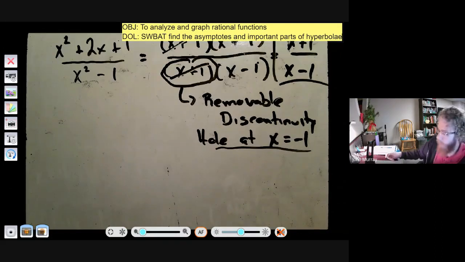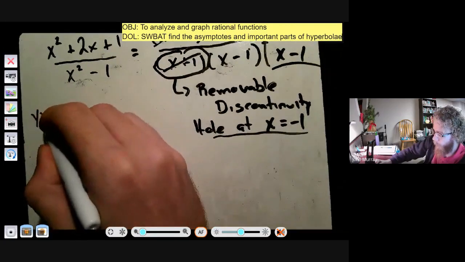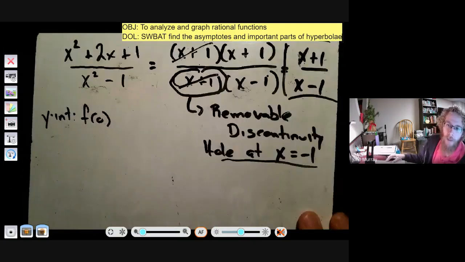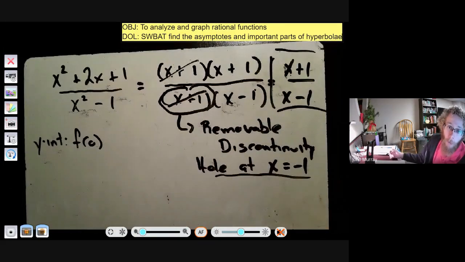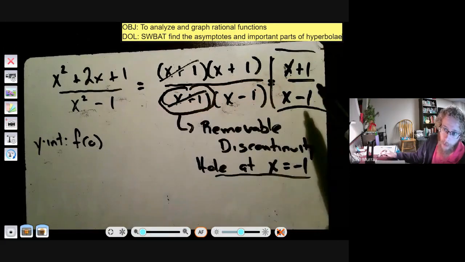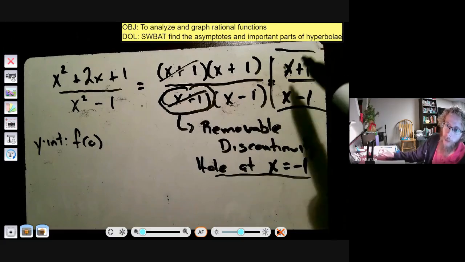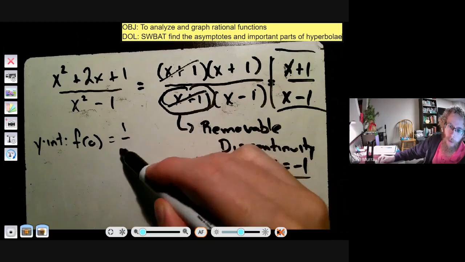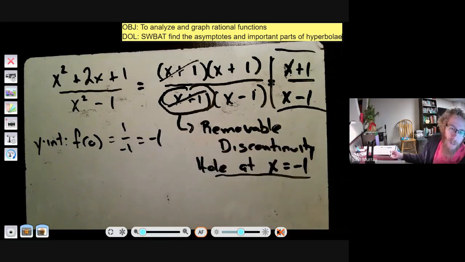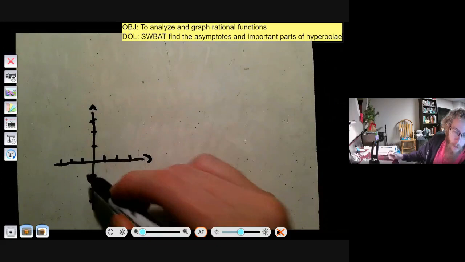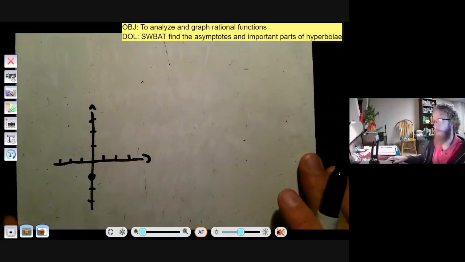So the second thing I asked you is, what is the y-intercept? So we're going to plug in f of 0, x equals 0. Now you could do it in the simplified form, but that's a little more work than just plugging it into the original. When we plug x equals 0 here, we get +1 over -1. So our y-intercept is -1. So right away, going down to our sketch, I can plot that point, -1 there.